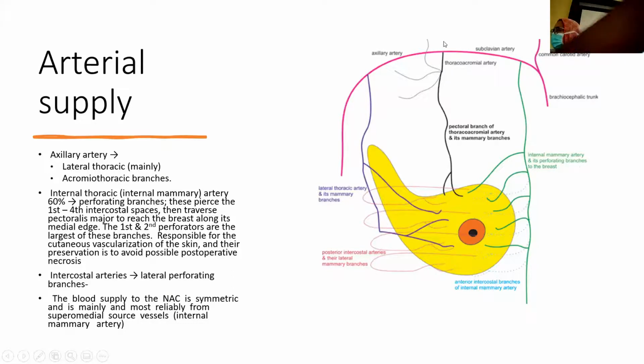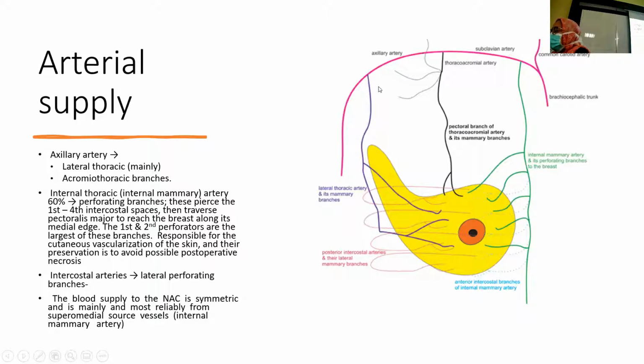Then you would move on to the thoracoacromial artery, which is a branch of axillary artery. So this will supply the superior part of your breast.